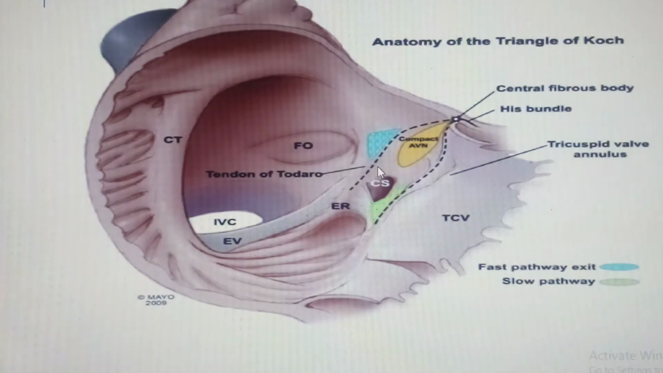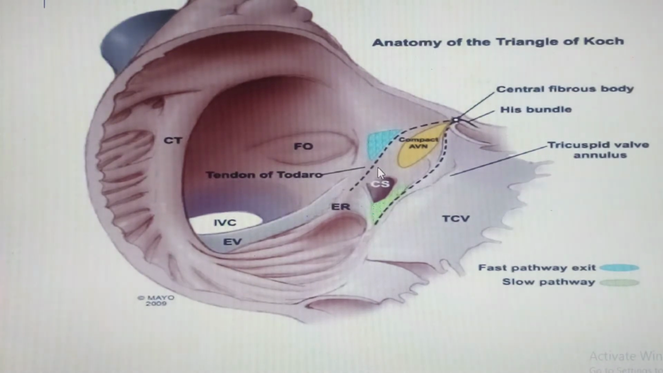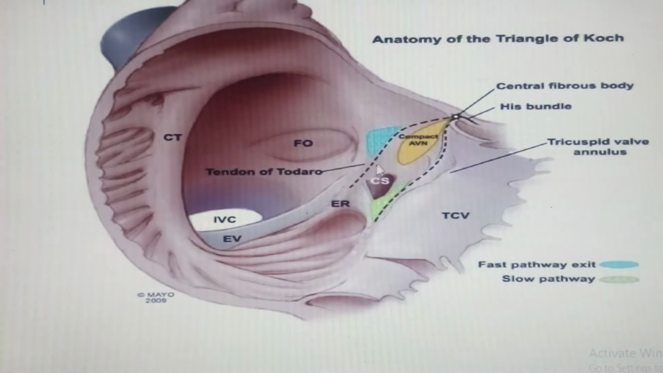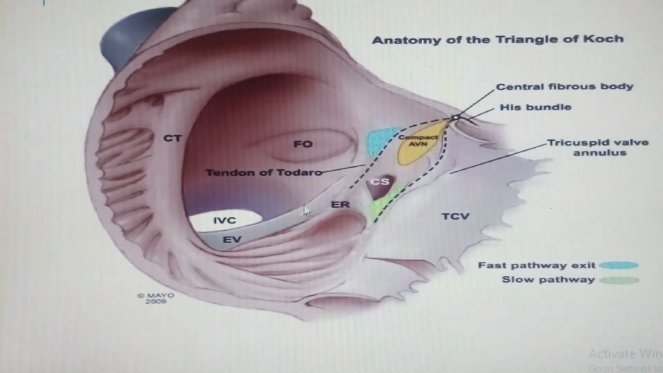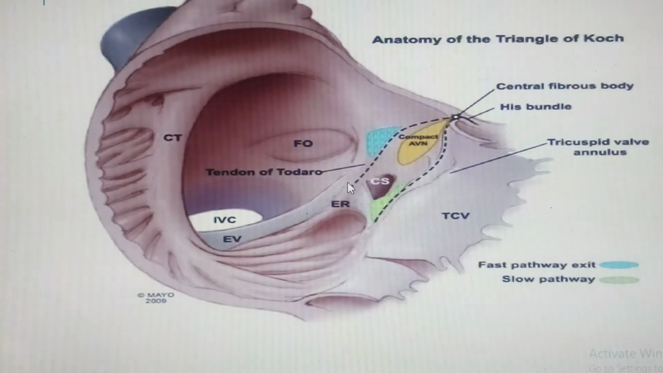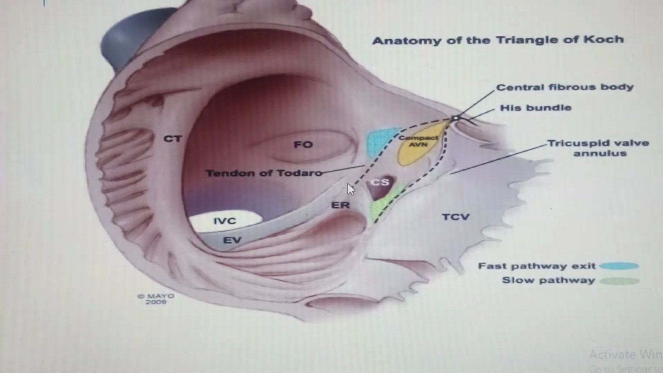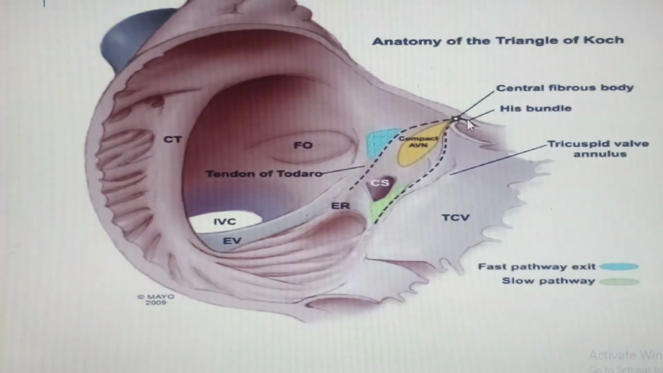We say it's a structure which connects the valve of the inferior vena cava, which will be here, to what we call the fibrous body, the central fibrous body. So this kind of tendon, which connects the valve of the inferior vena cava to the central fibrous body of the heart, is known as the tendon of Todaru. It's also one of the boundaries.